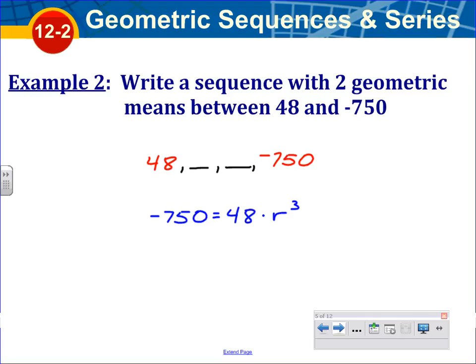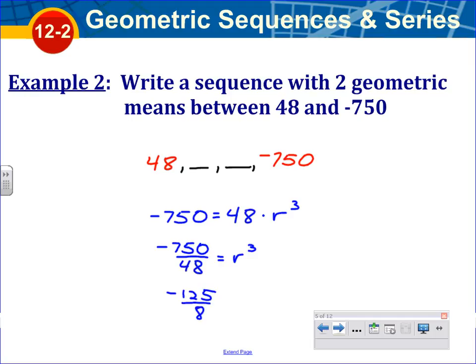So we're going to first divide both sides by 48. So that gives me negative 750 over 48. Now if you divide that out using your calculator, you're going to get a decimal answer, and you really don't want a decimal answer here because we can get an exact answer. So we're just going to reduce that fraction. Now that fraction reduces all the way down to negative 125 over 8.